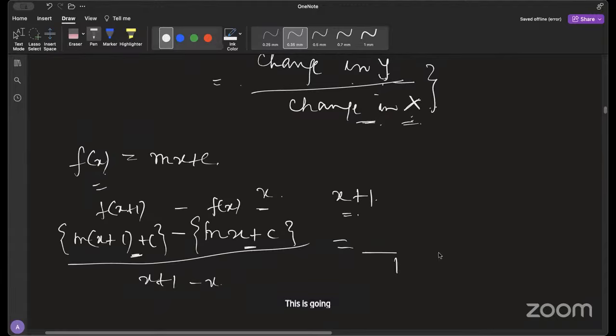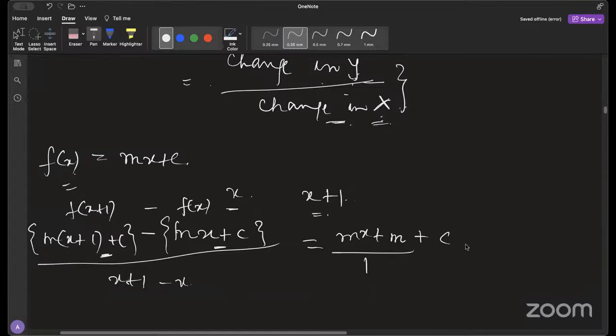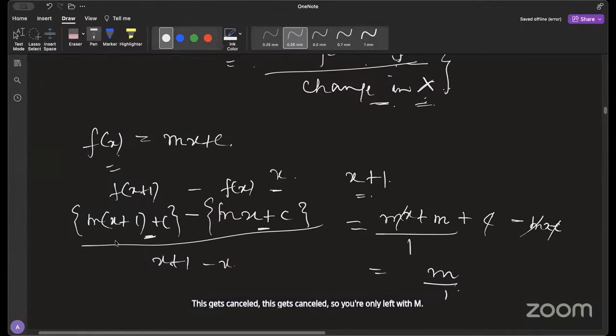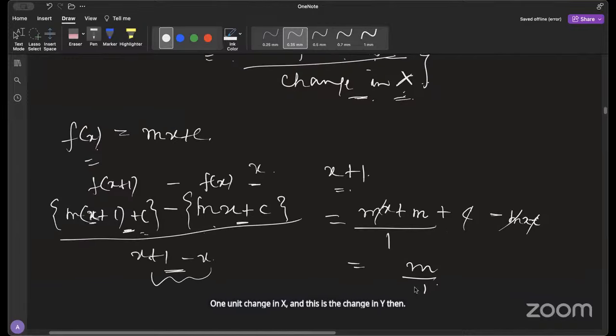This is going to be 1, and this is going to be minus mx minus c. So this will give you m, right? This gets cancelled, this gets cancelled, so you're only left with m. So here, no matter what x you take, if you make 1 unit change in x, the change in y will be m.